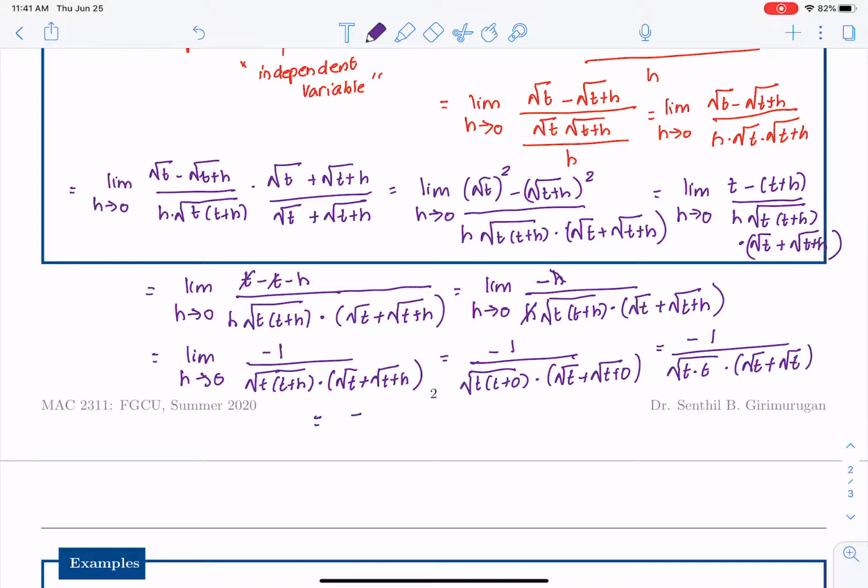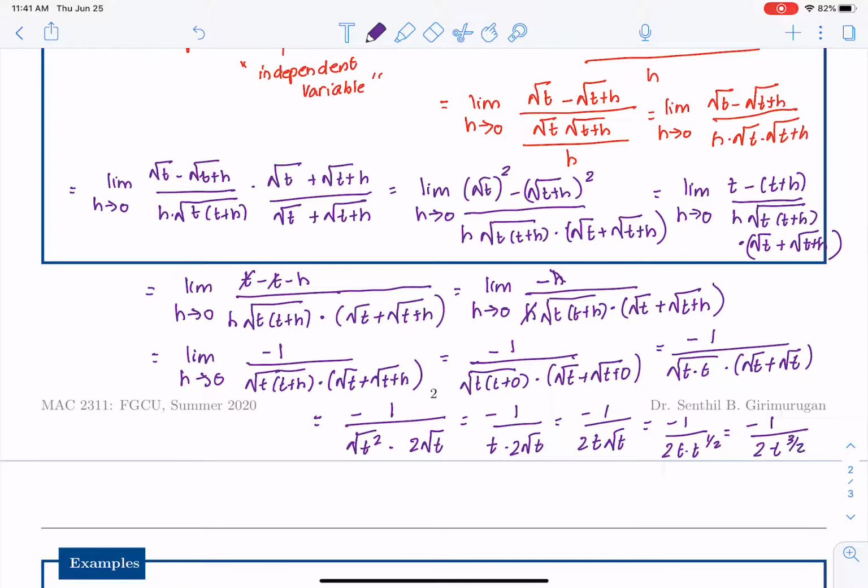That would equal to negative 1 divided by square root of t squared times 2 square root of t. So that would be minus 1 divided by t times 2 root t. So the answer is negative 1 divided by 2 times t root t. We could also write this as negative 1 divided by 2 t times t raised 1 over 2, and we can combine the exponents and write it that way.